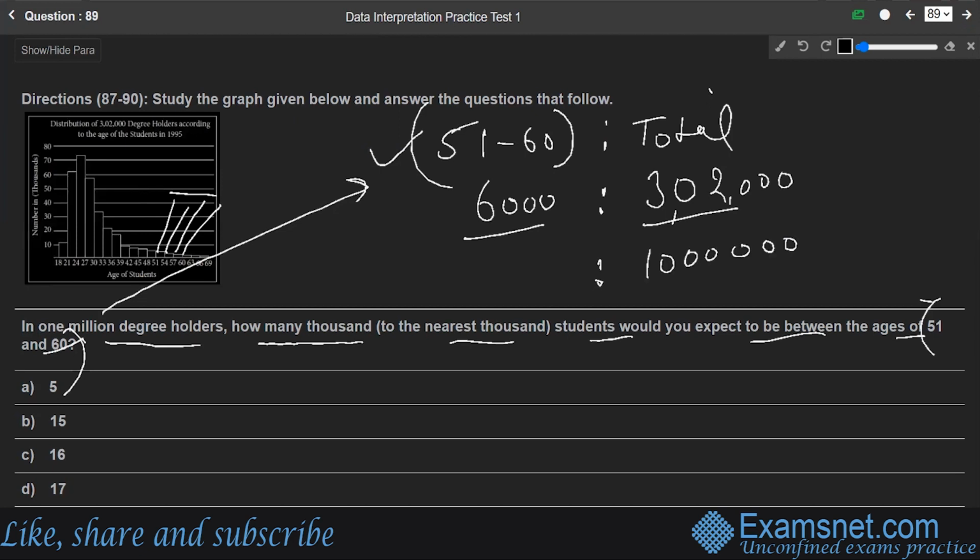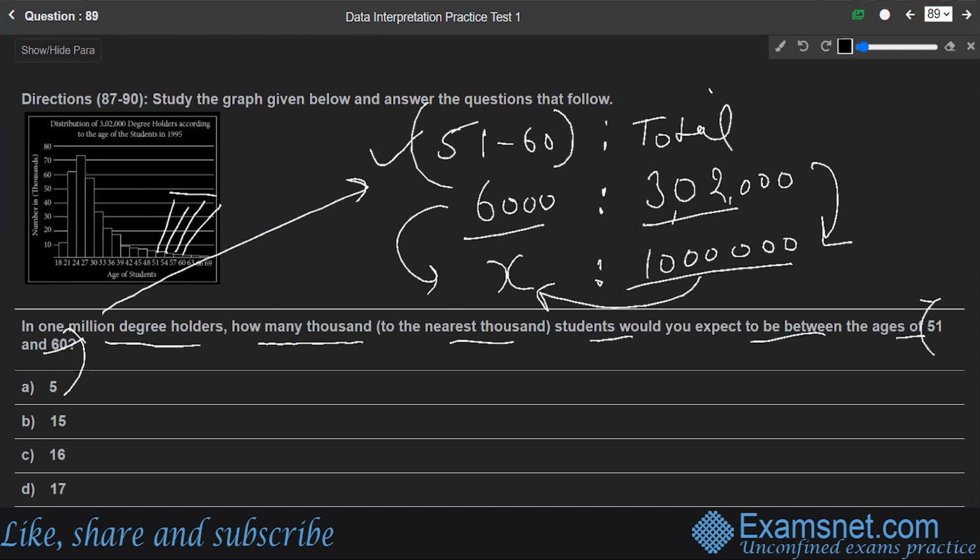That is 10 lakh, so 10 lakh people. So 10 lakh becomes the right ratio. So what should become the left ratio? That becomes the question. Out of 1 million, how many will be at the age group of 51 to 60?